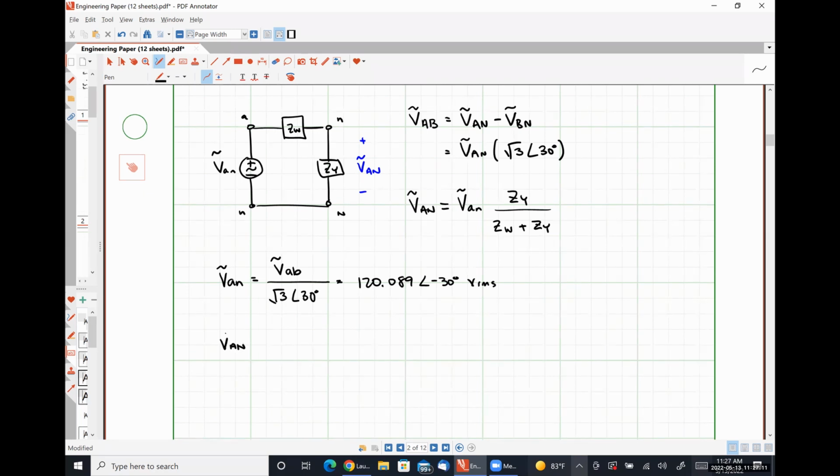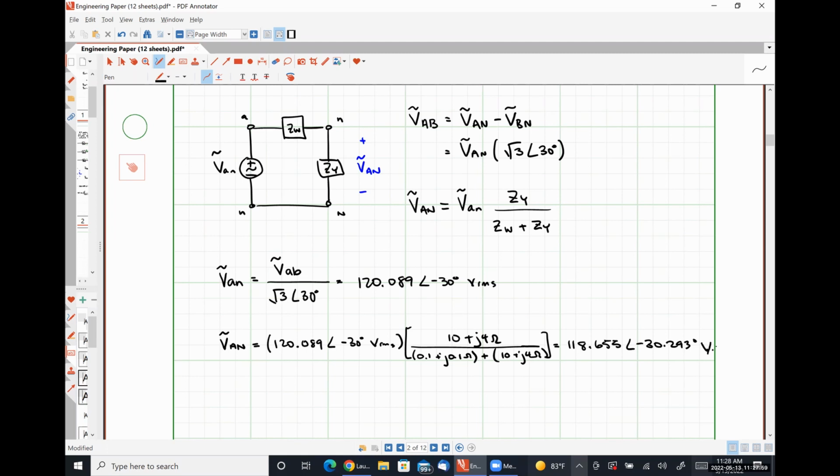From here, our phase voltage at the load, VAN, is 120.089 angle negative 30 degrees volts RMS multiplied by 10 plus J4 ohms over 0.1 plus J0.1 ohms plus 10 plus J4 ohms, which I get to be 118.655 angle negative 30.293 degrees volts RMS.